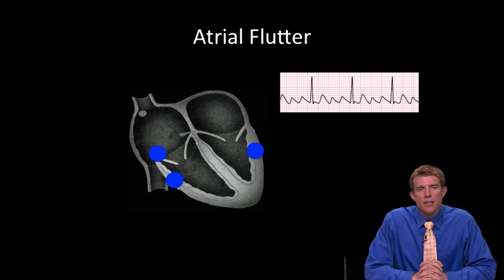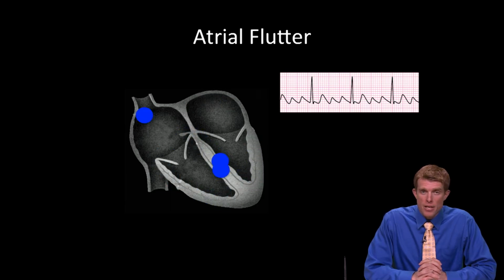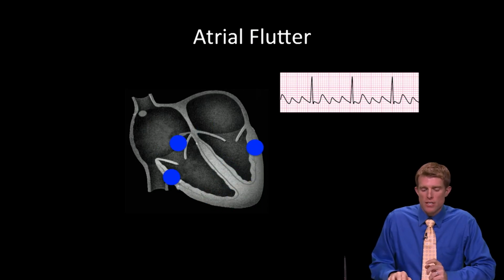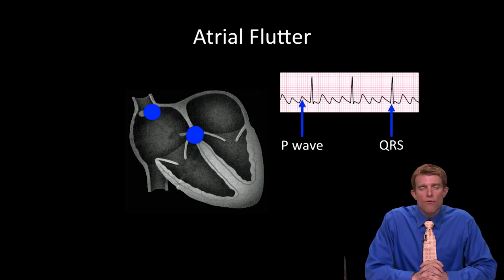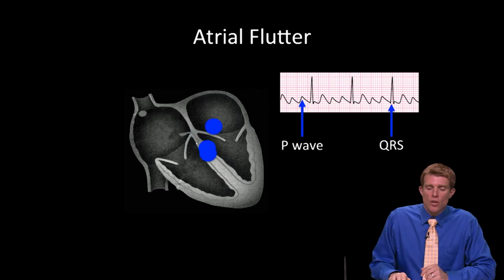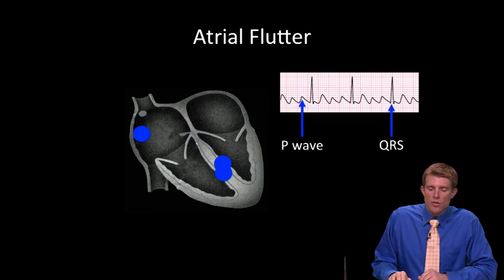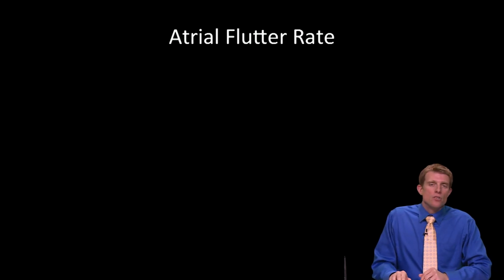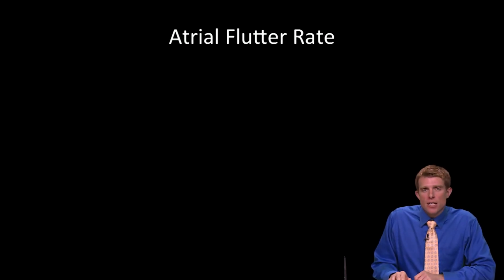What it looks like on our rhythm strip or ECG is this, where you see QRS complexes that are narrow because the ventricle is being depolarized in the standard fashion, and you see P waves, but they're very abnormal looking P waves, and they're at very frequent intervals. So here's the example of the P wave, and you can see there's quite a few of them, and then the QRS complex.